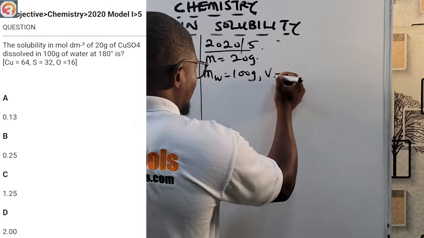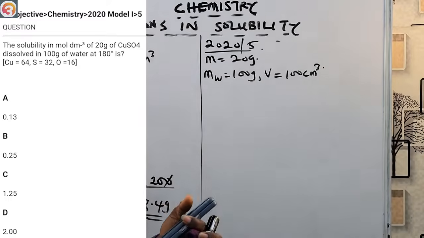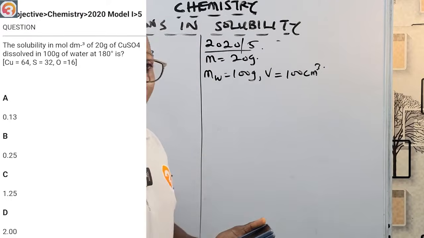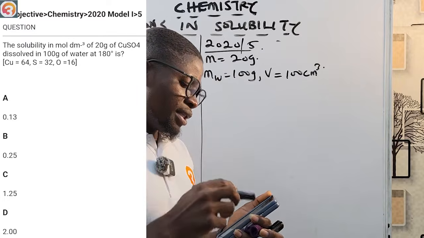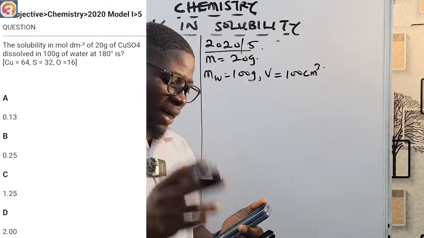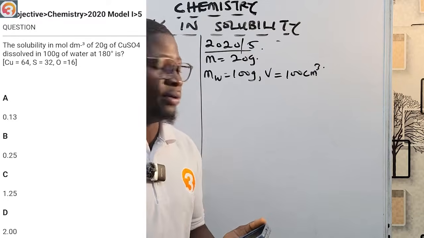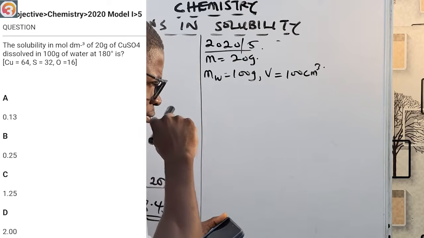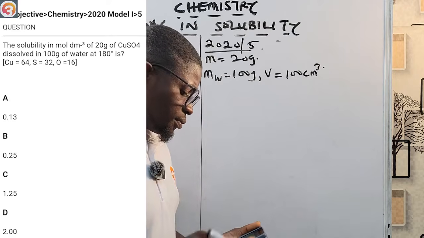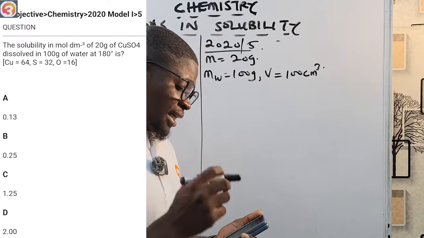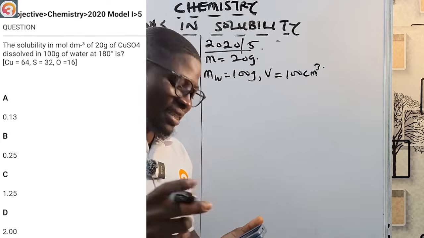That means that the volume of the solvent is 100 centimeter cube. Okay, remember that density is 1 gram per centimeter cube. Okay, so now they say the solubility in mole per dm cube of 20 gram of copper sulfate dissolved in 100 gram of water at 180 degrees is what? All right, so let's continue.